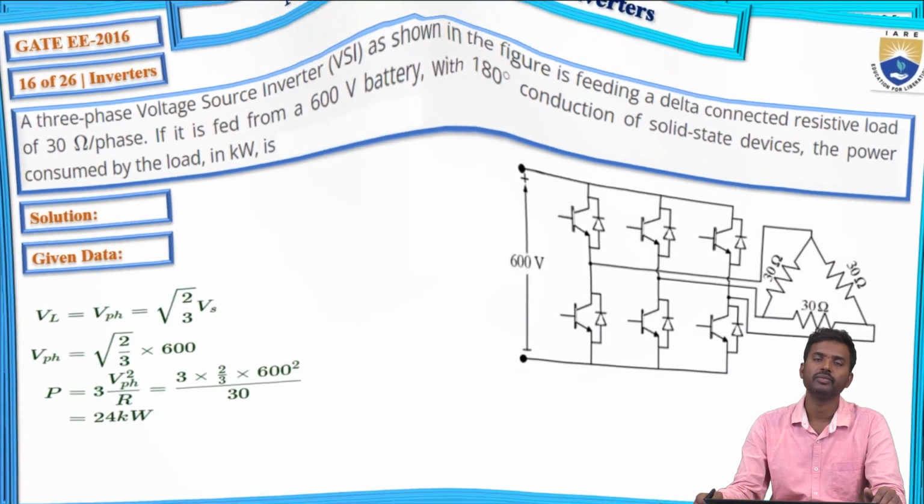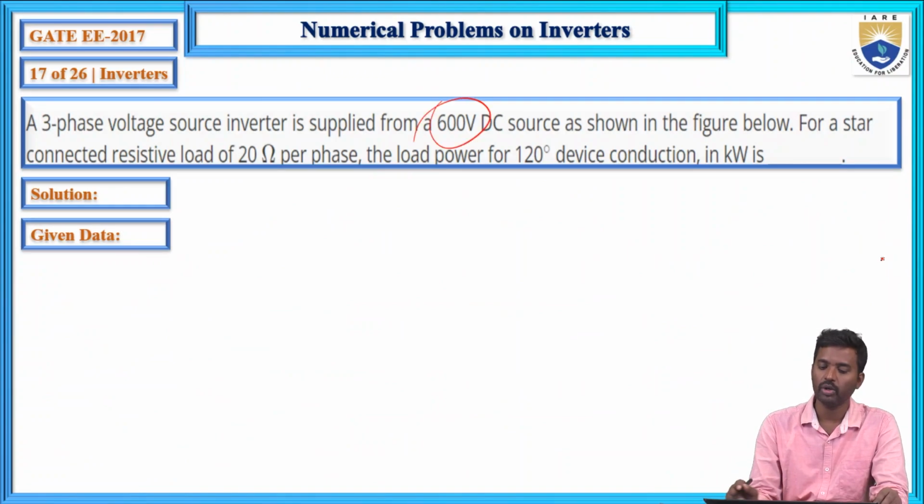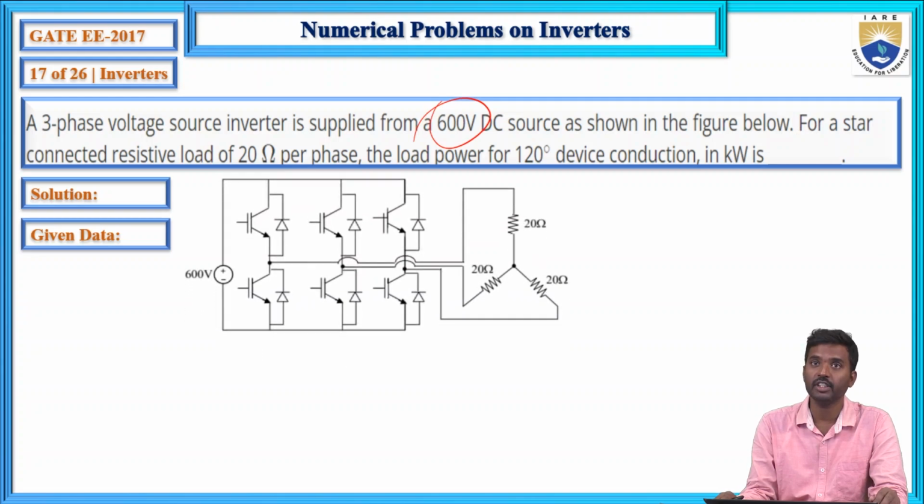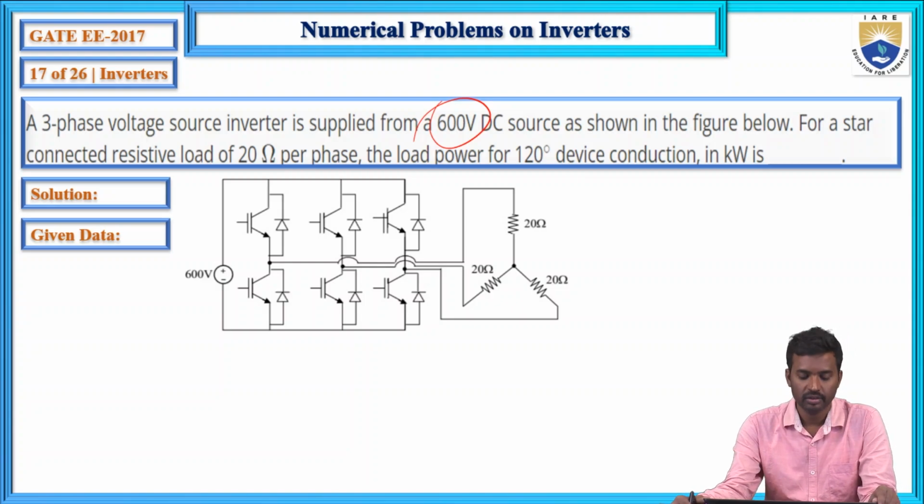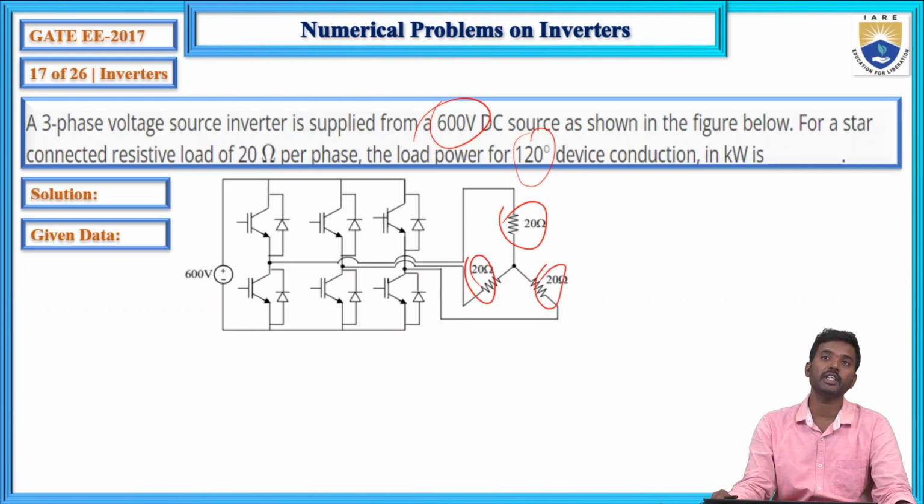And next, a three-phase voltage source inverter is supplied from 600 volts, as shown in the figure. The same three-phase circuit, but the load is in 120 degrees conduction mode, not 180 degrees conduction mode. It is a star connected load, but a balanced load. So it is the same type of problem, but with 120 degrees conduction mode.